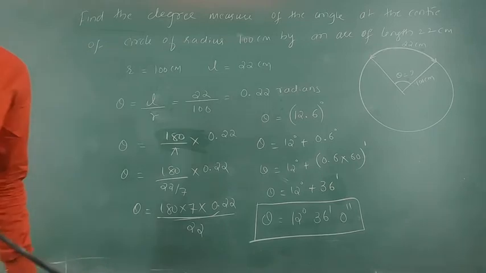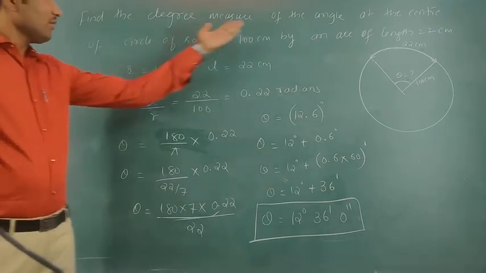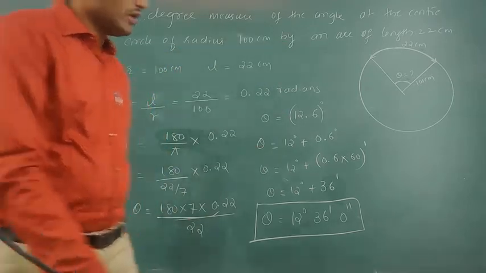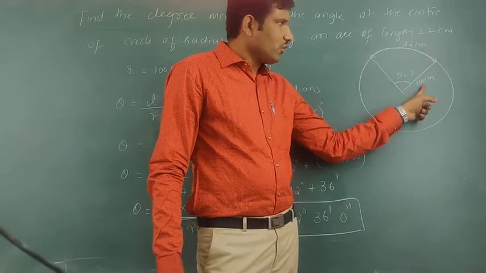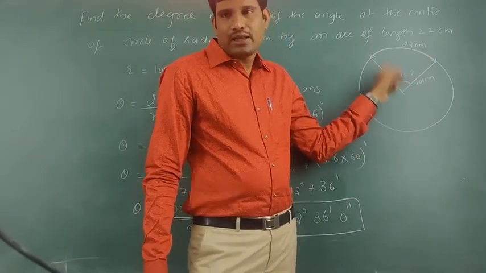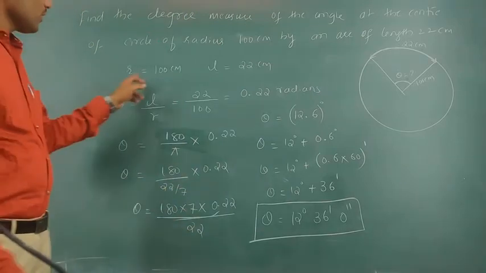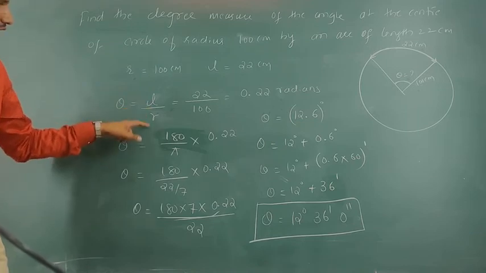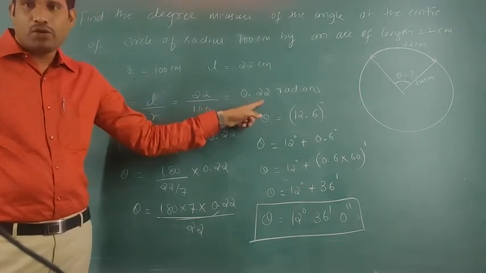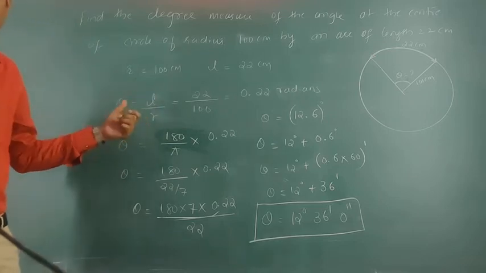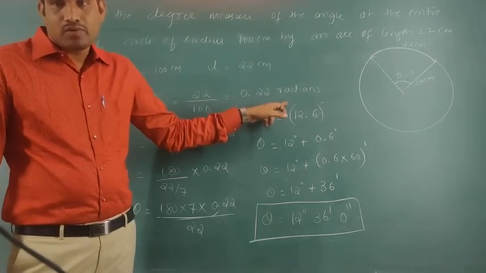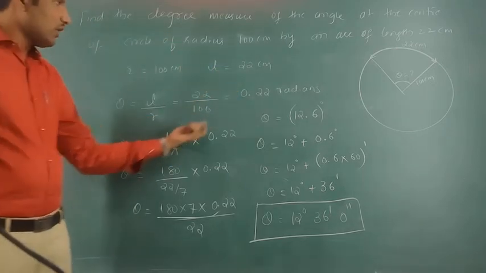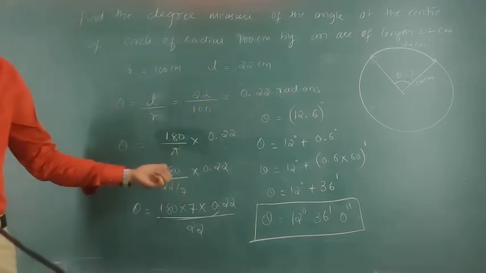I will explain once again. What is the problem? Find the degree measure of the angle at the center of a circle of radius 100 cm subtended by an arc of length 22. So the arc length is 22, radius is 100. They are asking for the angle in degrees. L is given, so L is 22, R is 100. We know theta is equal to L by R, 22 by 100, it is 0.22 radians. When we use theta is equal to L by R, that answer is in radians. But they are asking for the answer in degrees, so again convert this radians into degrees, as we have discussed earlier.